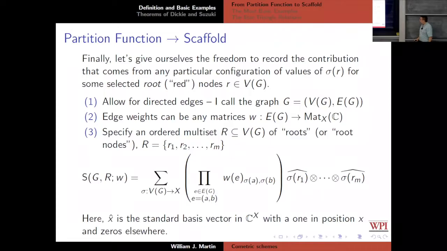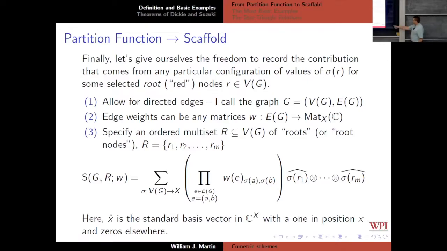So what we're going to do is we're going to specify some subset of vertices of our diagram called roots. I use red for root nodes, R1 to Rm, and we have exactly that partition function, but we hold on to the different values for each possible image of the roots. Okay, so this is the definition of a scaffold.